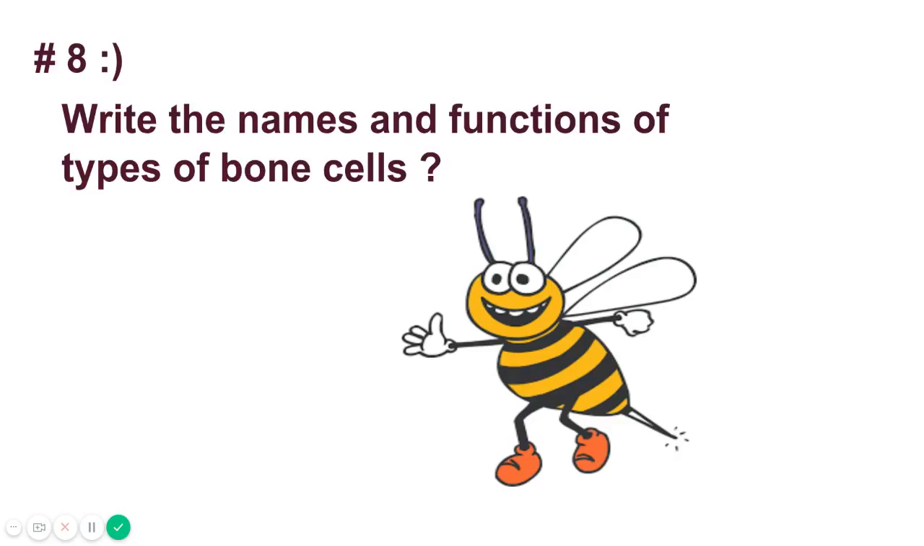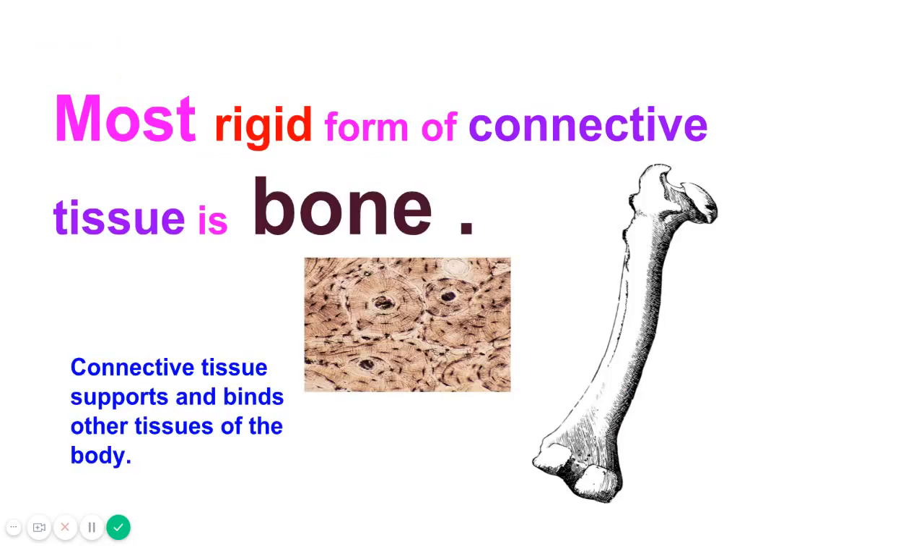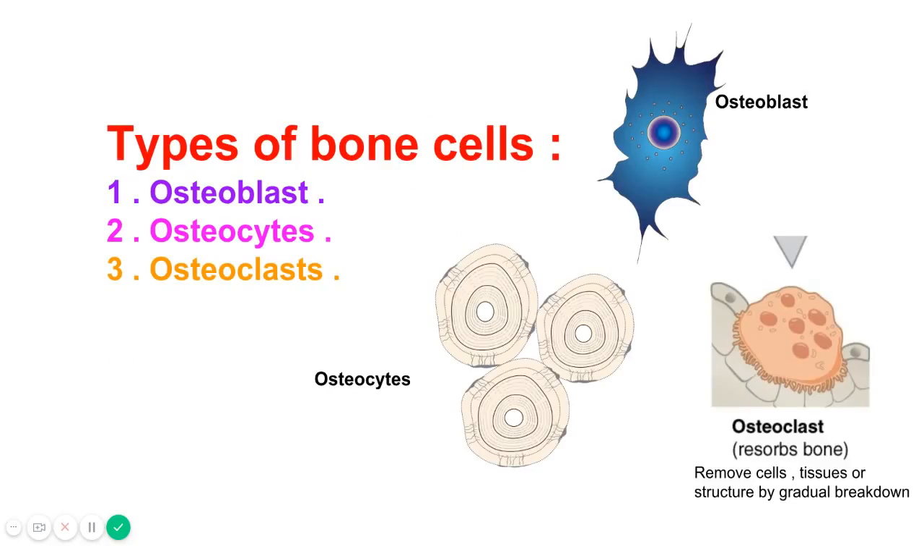Now question number 8 is write the names and functions of types of bone cells. The most rigid form of connective tissue is bone. And you know that connective tissue supports and binds other tissues of the body. There are 3 types of bone cells, as you can see in the diagram: osteoblast, osteocytes, and osteoclast.